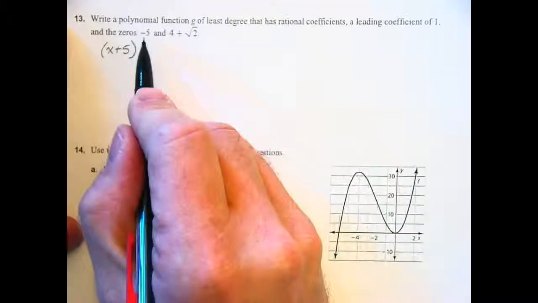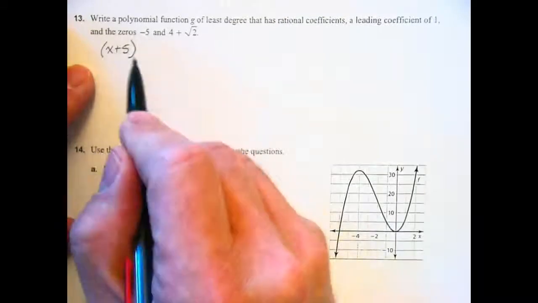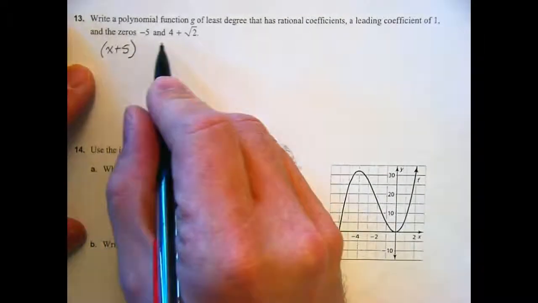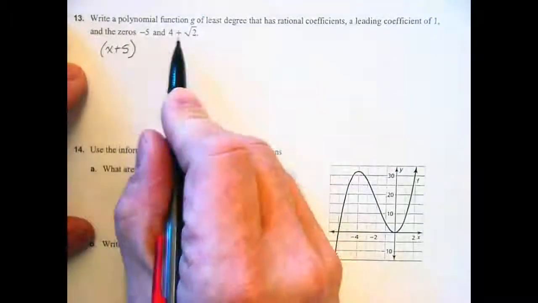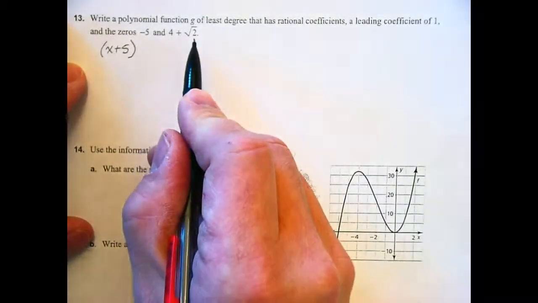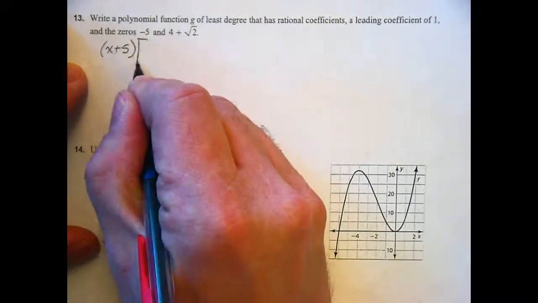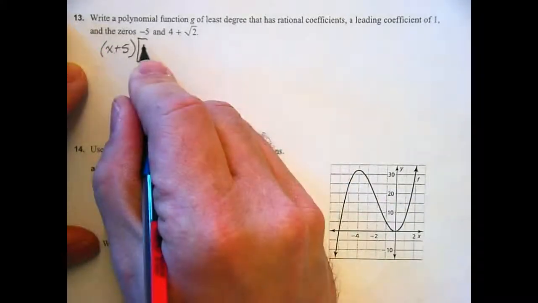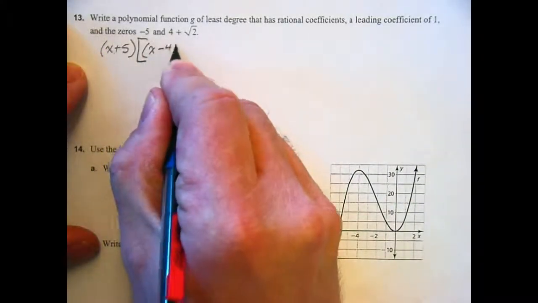Good. So what you have is x plus 5 from that 0. And then you could use the quantity x. Did you say x minus 4 plus root 2? Yeah, you could go through that process. In fact, that's the way the book takes it. They say to go ahead and put in this, x minus 4 plus root 2.